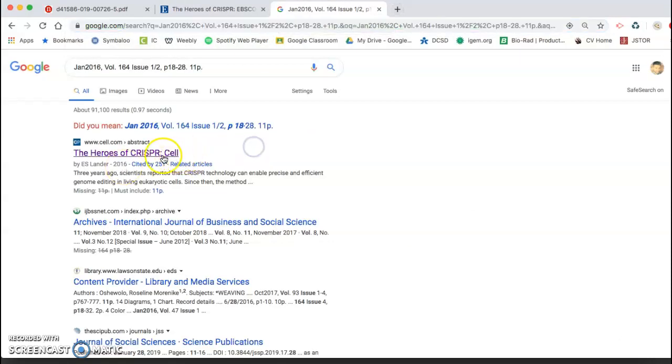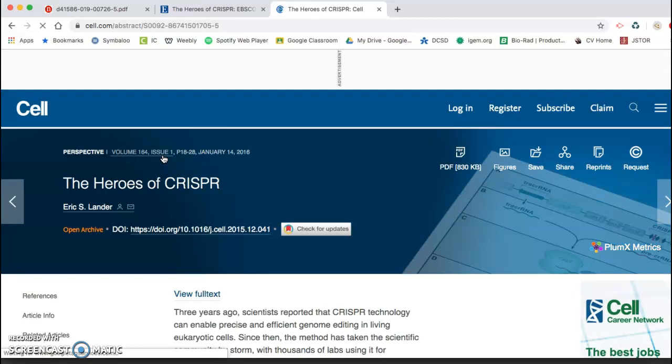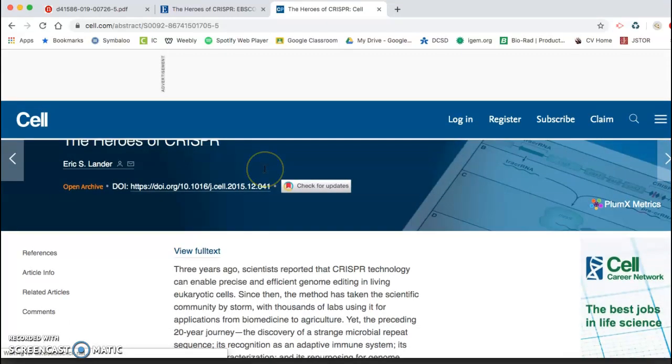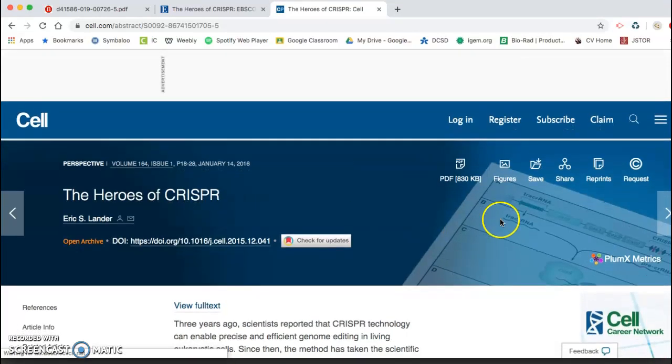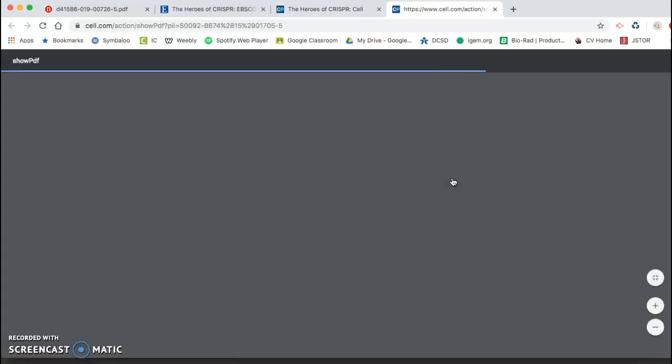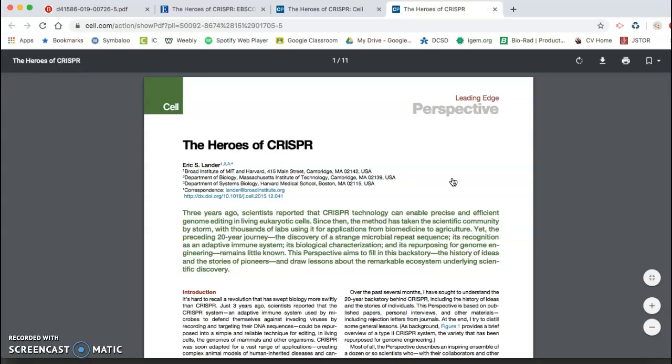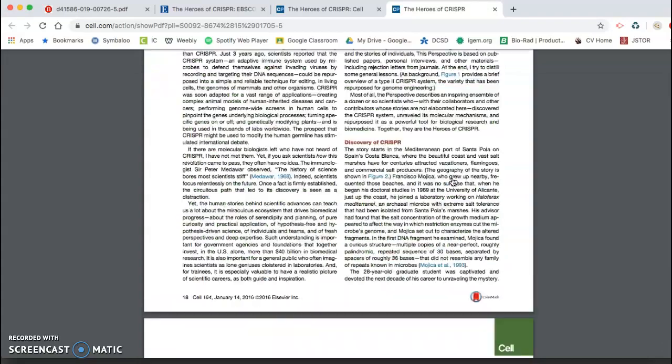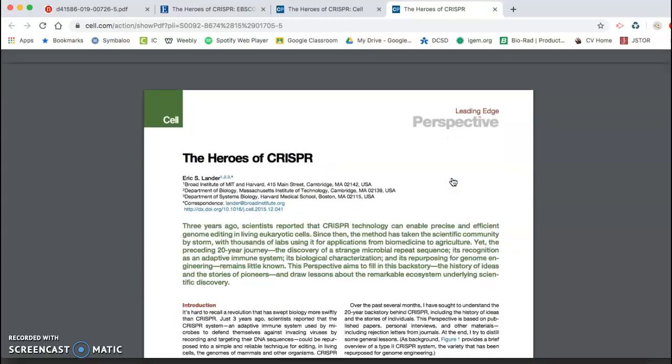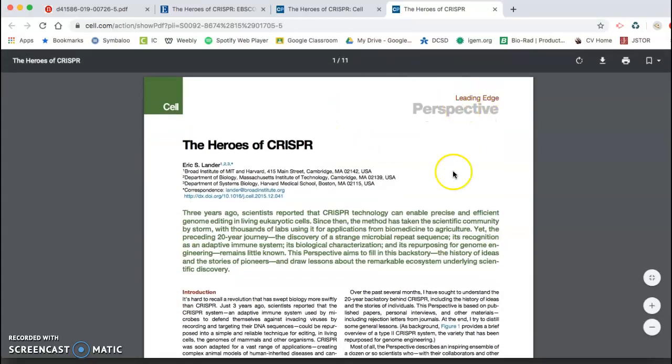Yeah, right. So here we've got this from Cell, written by Eric Lander. So here's the article. You could grab a PDF. Boom, there it is, 11 pages long. And you might be able to read through this too, right? So this might actually be a good source for you. And this is a perspective article. So there you go, guys.